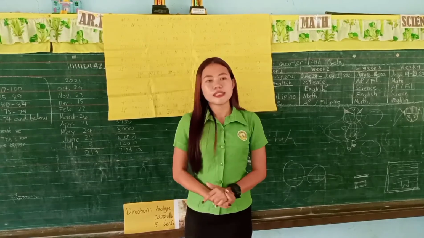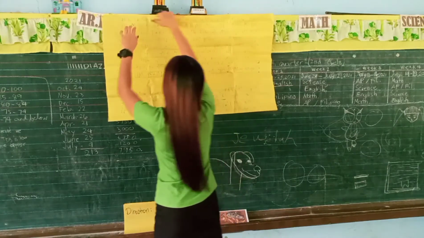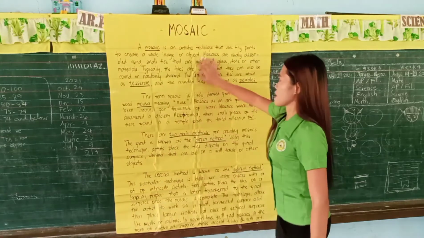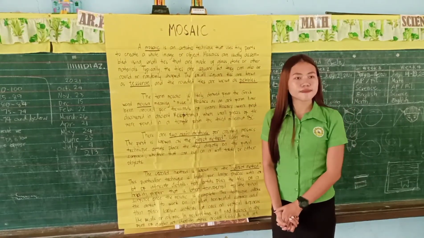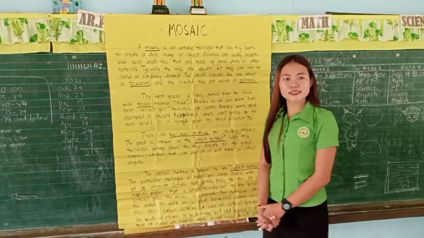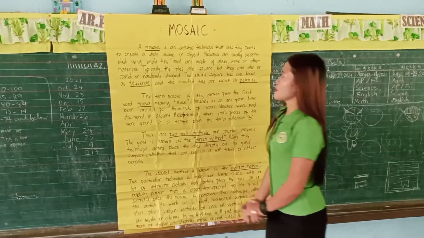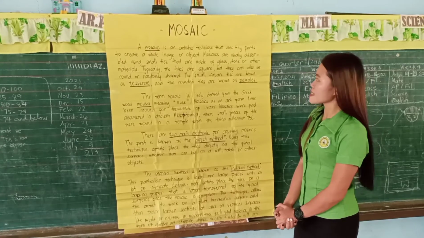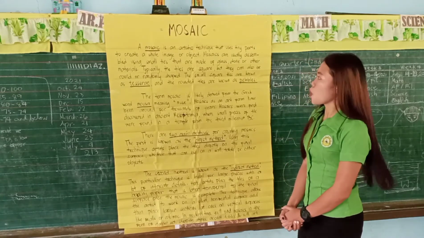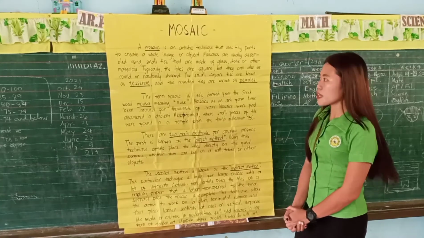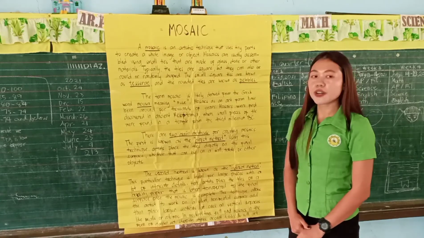Okay, now, let's talk about mosaic art. Now, who can read the first sentence? Yes, Derek? Okay, very good. So, thank you. Okay, mosaic. A mosaic is an artistic technique that uses tiny parts to create a whole image or object. So, mosaics are usually assembled using small tiles that are made of glass, stone, or other materials.